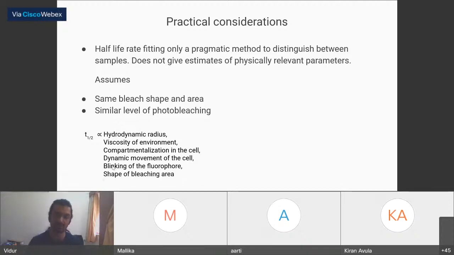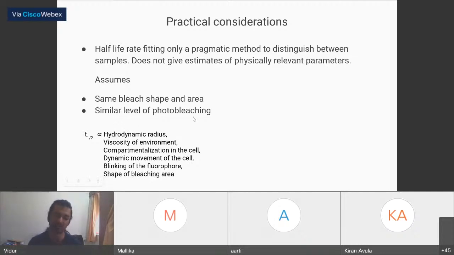And the last two are experimental. The first one is blinking of a fluorophore, which is the tendency of fluorophores to transition to a dark state for a small amount of time, around a second or two, which is called a burst. And the second is the shape of the bleaching area. So one really has to consider these two events.